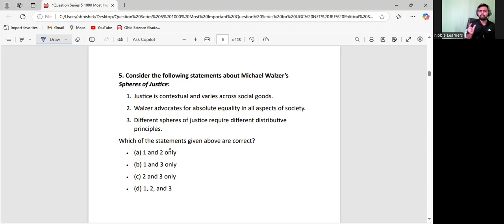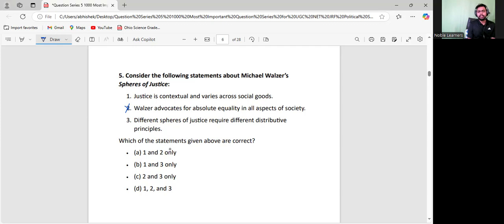So equality is really a complex concept. A lot of elements, a lot of attributes are there in equality, which you need to understand, right? That what really equality is. So therefore, statement number 2 is wrong over there. Different spheres of justice require different distributive principles.